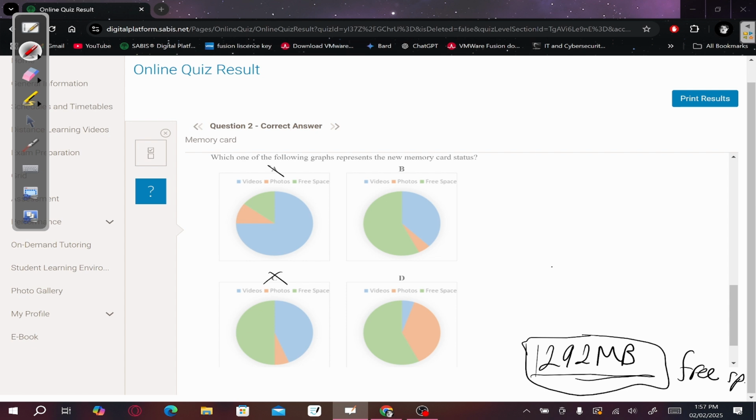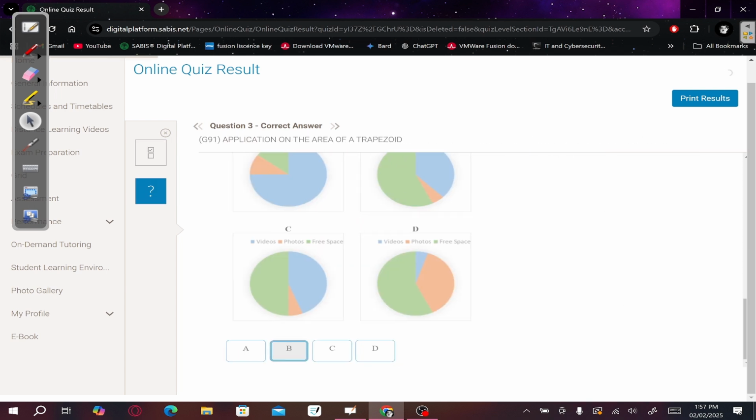D shows that we have the majority of the free space. That's correct. However, it shows we also have a lot of photos. No, it is videos that are a lot, not the photos. The photos are very small. In fact, I think if you swap the colors, it would be accurate. So this part is wrong. You can see the colors up here. So D is wrong, leaving the only answer choice to be B, and B is our answer.